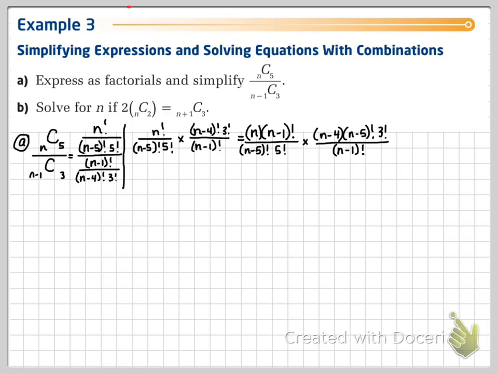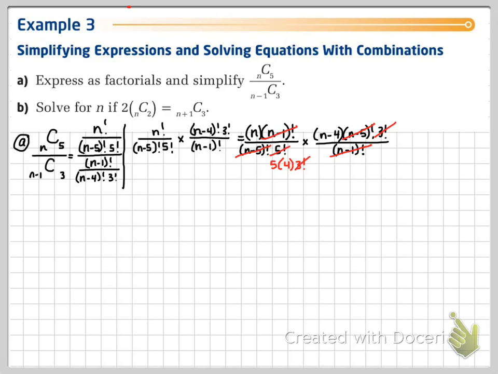But now this is going to allow us to cancel some of these terms out. So if you'll notice, I can cancel n minus 5 factorial with the other n minus 5 factorial because I'm multiplying now. I can cancel the n minus 1 factorial with the n minus 1 factorial. Now notice I've got 3 factorial on the top and I've got a 5 factorial on the bottom. Well, I'm going to rewrite that 5 factorial as 5 times 4 times 3 factorial. Now I can cancel the 3 factorials.